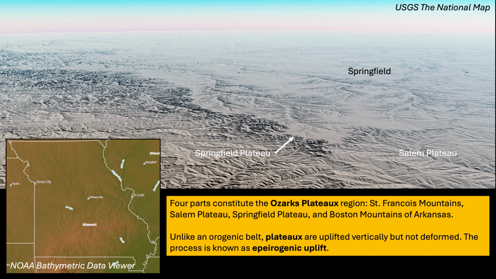So these things collectively are called plateaus. And so they've been uplifted vertically, but they haven't been deformed much. And so this is all platform area. So if we have the shield that's up to the north in the Canadian Shield area, here you get the plateau, and that's covered with sedimentary rocks of various ages here. And so that is the Springfield Plateau there.